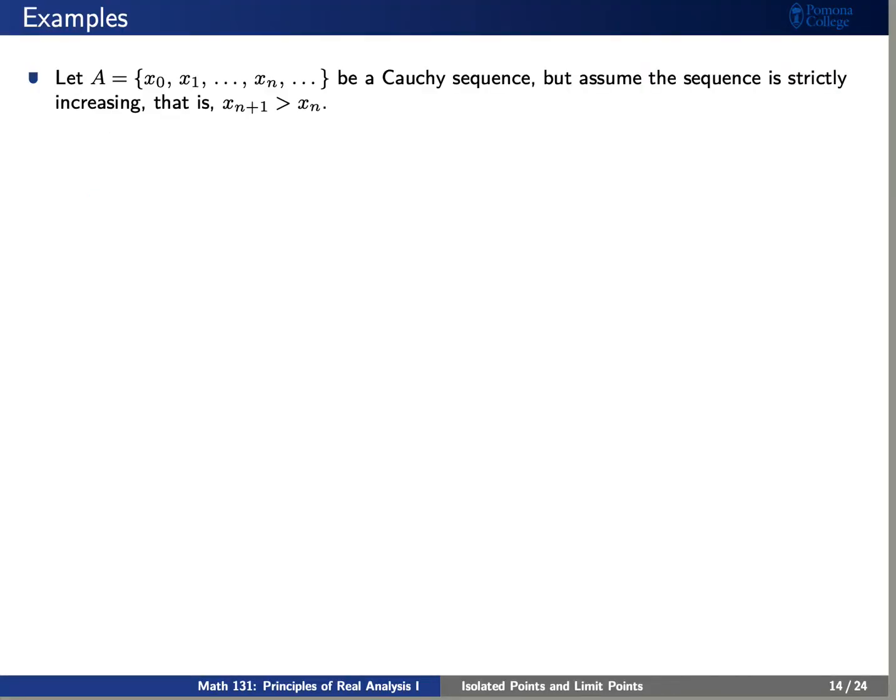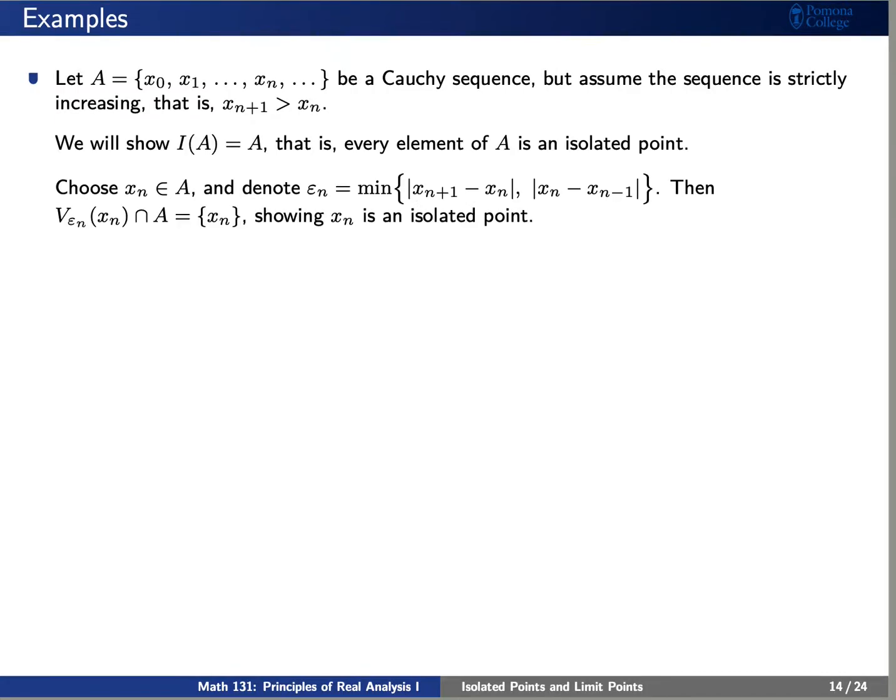Let's go over some more examples. Let's say that we have a Cauchy sequence, x sub n's, but let's assume for the moment that our sequence is strictly increasing. That is, x sub n plus 1 is greater than x sub n for all numbers n. We're going to show that I of A equals A. That is, every element of A is an isolated point.